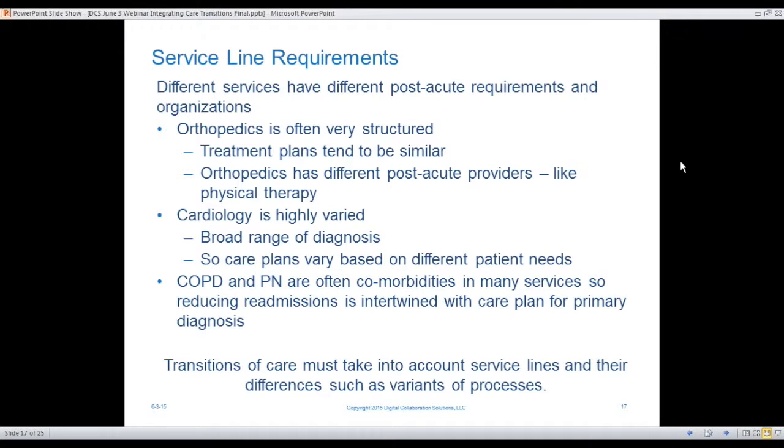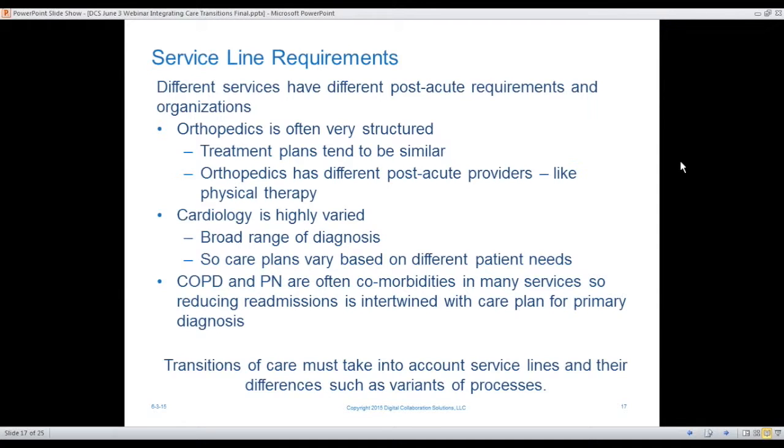When you look at other diagnoses that are subject to the CMS readmission penalty, like COPD and pneumonia, a key thing to keep in mind is those are often comorbidities. So in truth, the patient didn't come in with that diagnosis, they came in with a different diagnosis. And so reducing readmissions due to those diagnoses requires understanding the primary diagnosis, the service that brought them in, and then intertwining the care plans. So transitions of care must take into account different service lines and their differences and have different processes put in place.